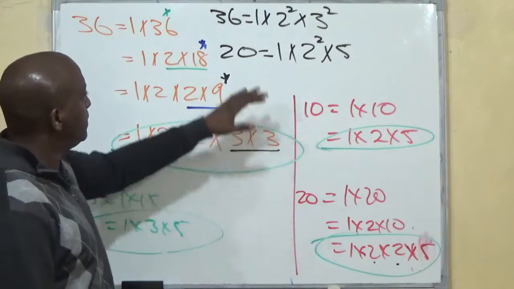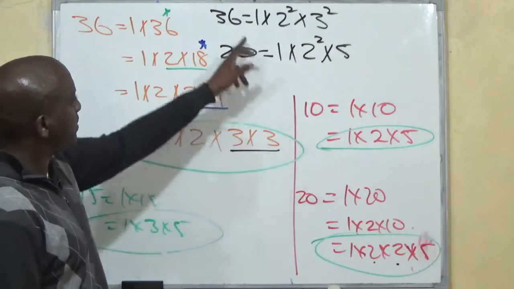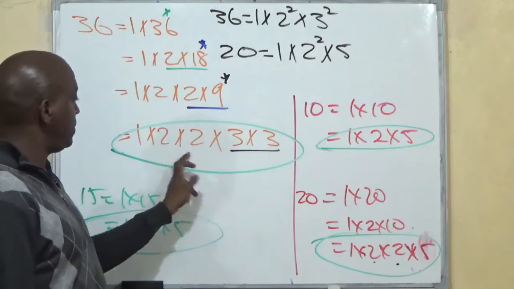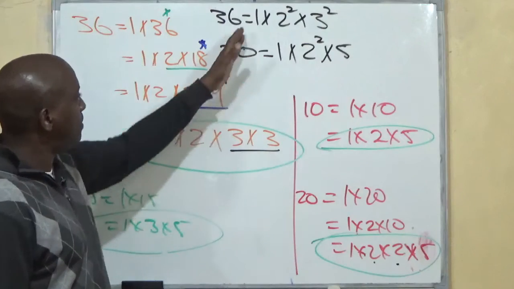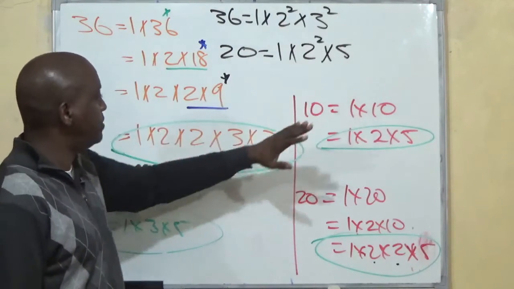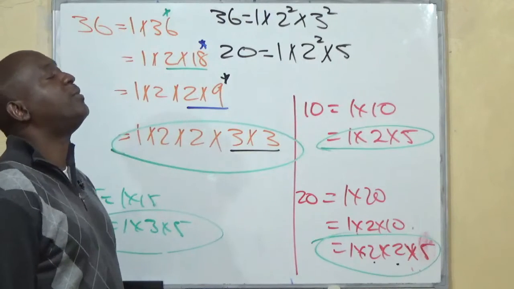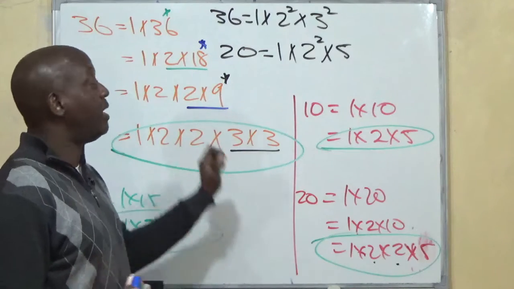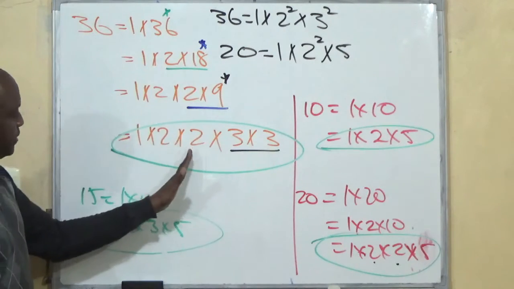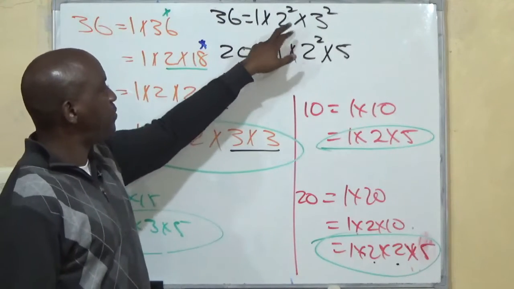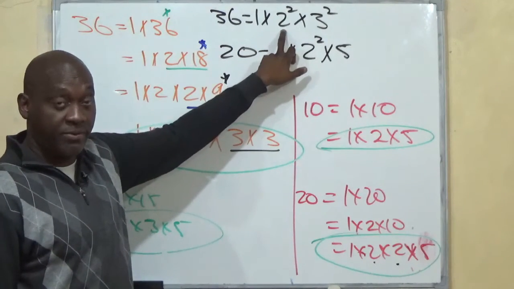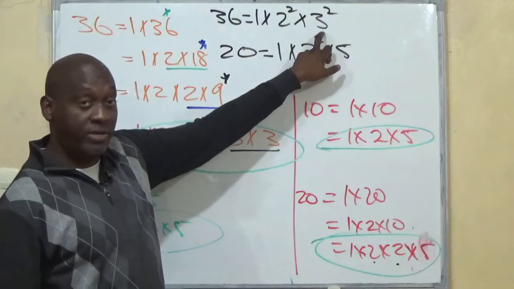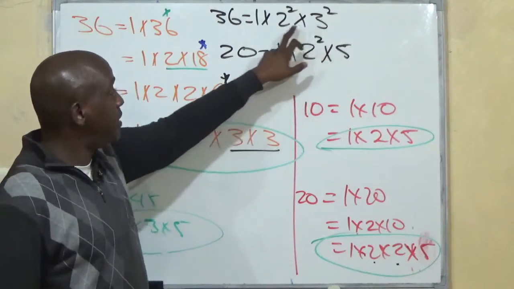So stay tuned. So 36 is 1 by 2 by 2 by 3 by 3. 1 by 2 raised to the power of 2, in other words, 2 multiplied by itself twice. Hold on, let me slow down here now. 36 is 1 by 2 by 2 by 3 by 3. 1 by 2 by 2 can be expressed as 2 raised to the power of 2. And 3 by 3 is 3 raised to the power of 2. 3 multiplied by itself, 2 multiplied by itself.